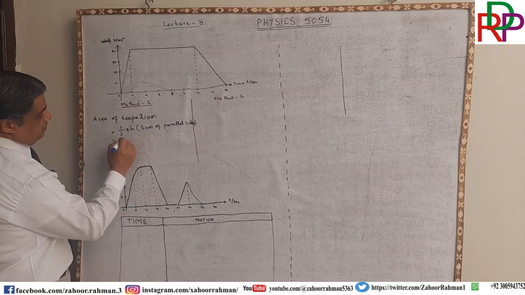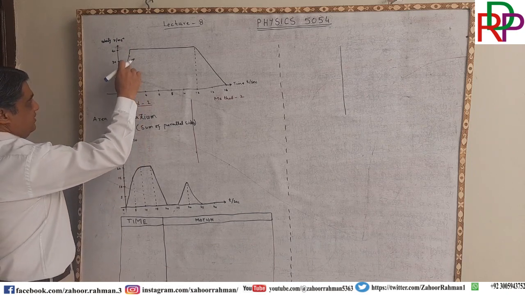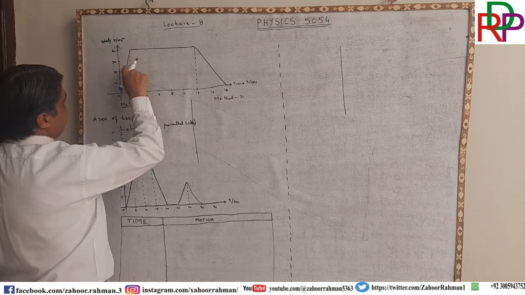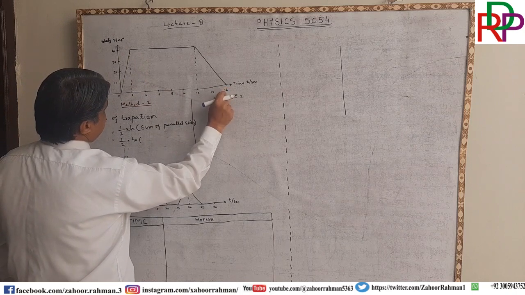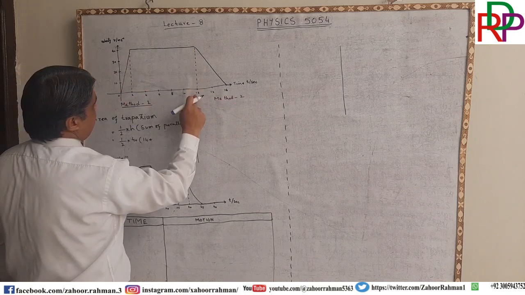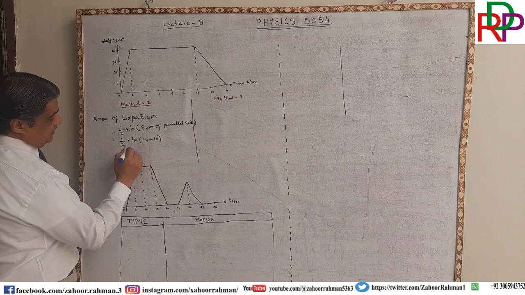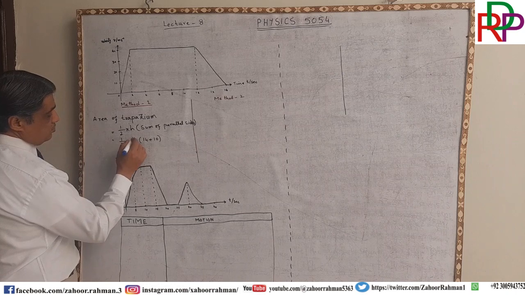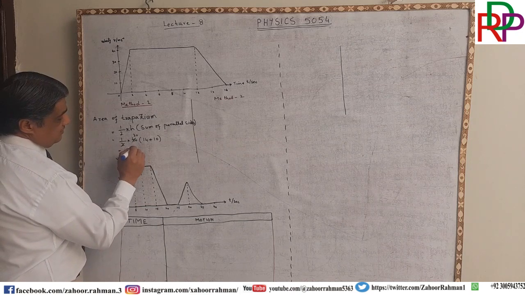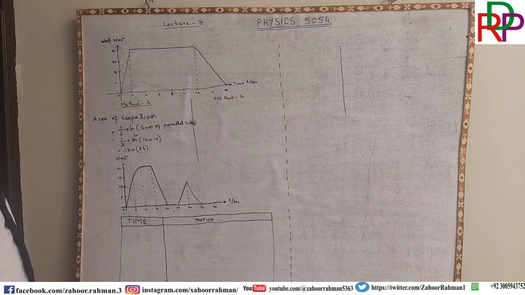So I am writing 1 over 2, and the height is 40, because you can see the height of this trapezium is 40. And then the sum of the parallel sides, that is from 2 to 16, 16 minus 2, that is 14, plus 12 minus 2, that is 10. If we simplify it, we will get 20 into 24.